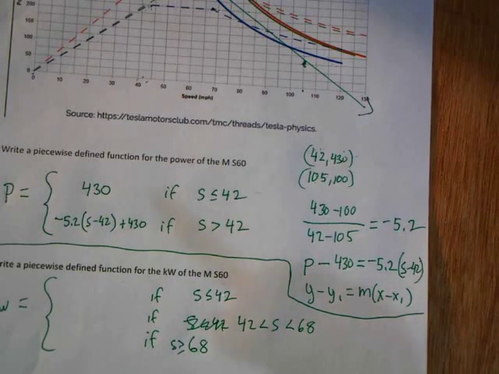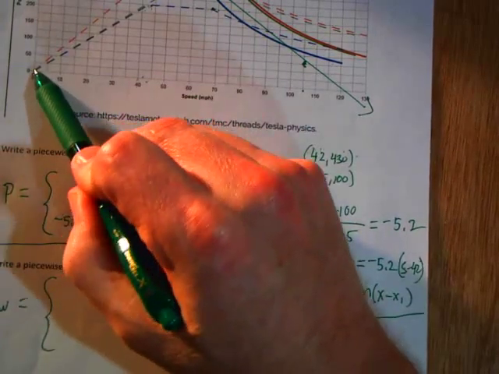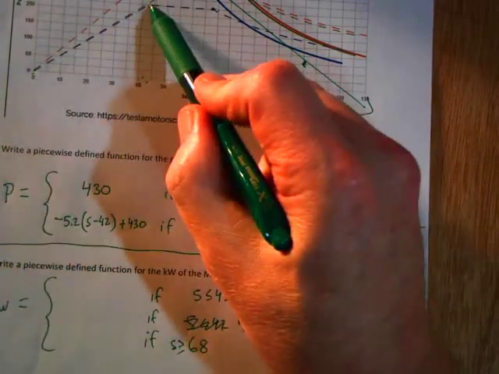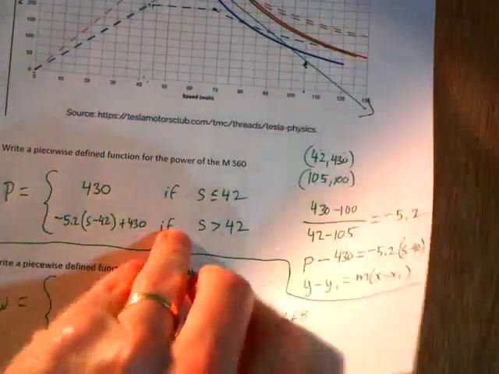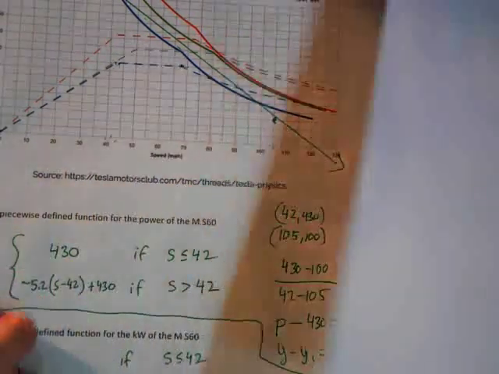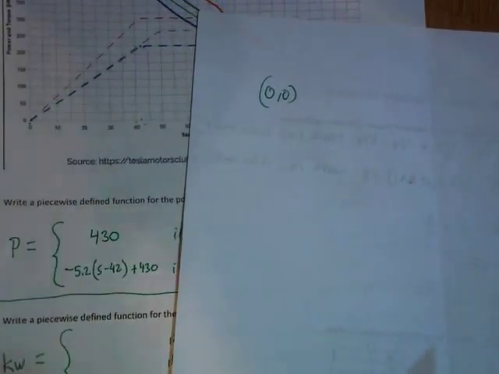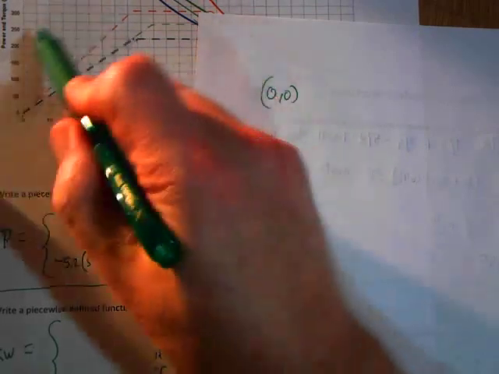Now I've got to find 3 equations. So the first one starts here at 0, 0, and it ends at 42, 200. Alright, I'm going to need some more space to write, so I'm going to go to the back. Let's see if I've got a different piece of paper. Here we go. So this one we said starts at 0, 0. Show you the graph again. And it ends at 42, 225.